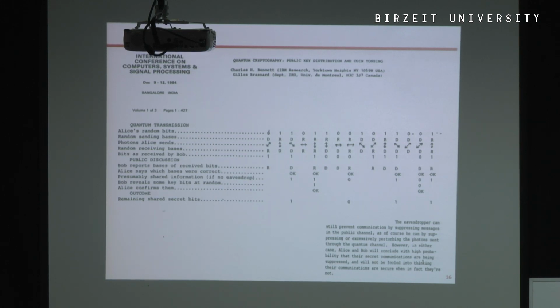If they agree that no one read the information, they have some key that they can use to code the information. However, if they find that someone must have read the qubits, then they have to abandon the key and try again.